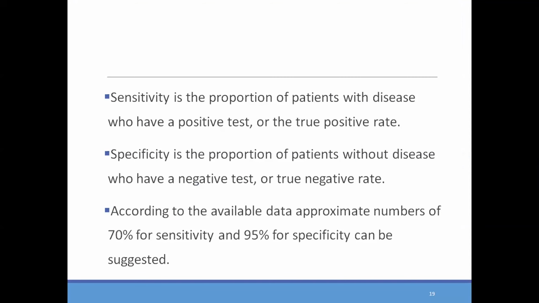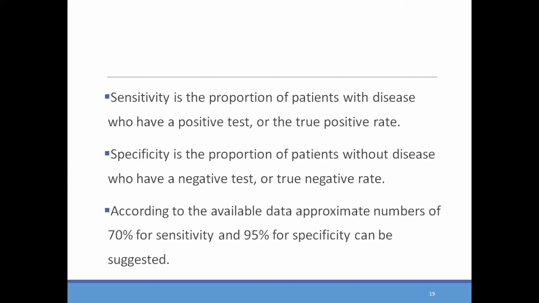Now, when we look at sensitivity and specificity, most of the students have a problem with these two terms. Actually, sensitivity is the proportion of patients with disease who have a positive test, or the true positive rate. Now, if 100 people have the coronavirus, and out of that 100, once you do the test, only 70% are detected as positive, that means the sensitivity of this test is 70%.